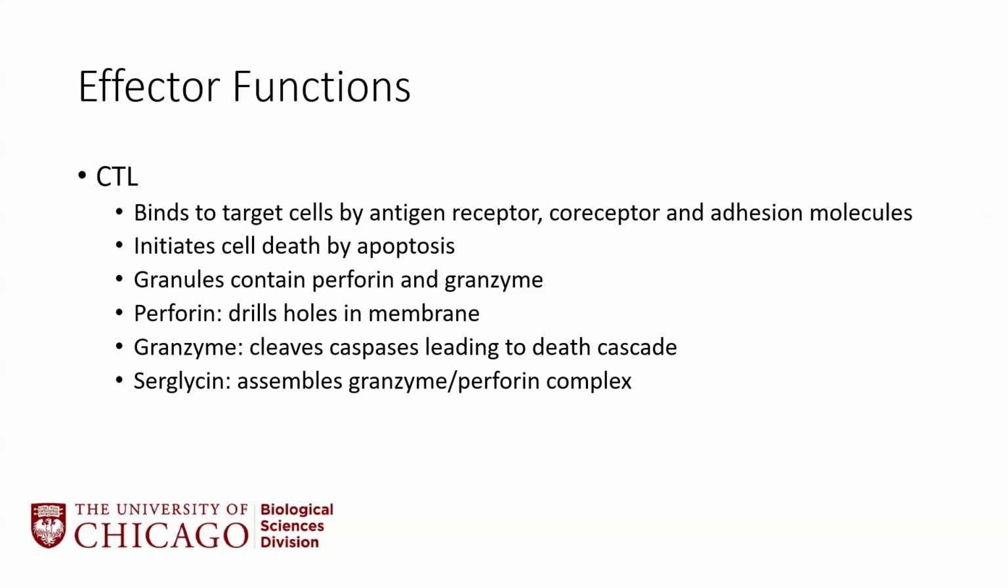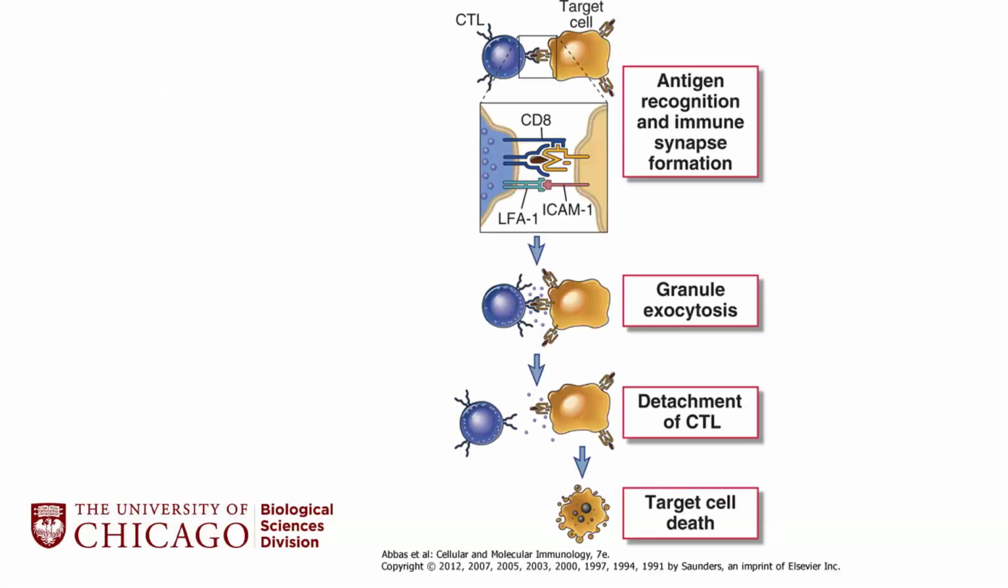There is something called serglycin that will assemble the granzyme perforin complex, and it's probably the only other piece of this that you really need to know. Perforin granzyme in general, I would just remember as a system. This perforin granzyme system is delivered by cytotoxic T lymphocytes, and it leads to this organized death cascade instead of an inflammatory type of cell death.